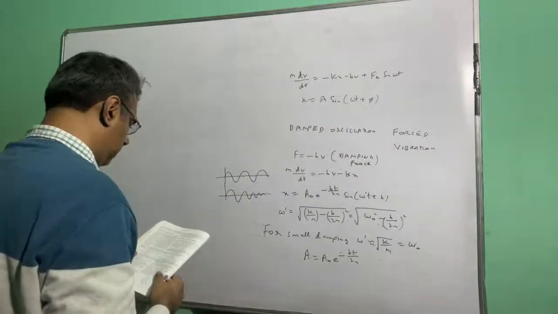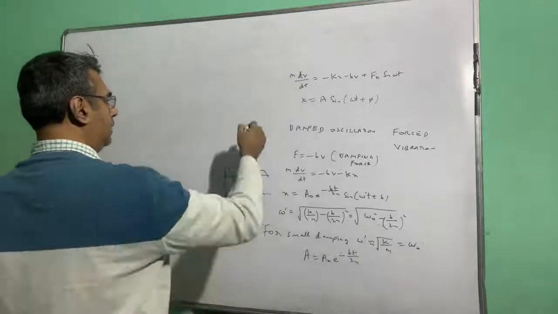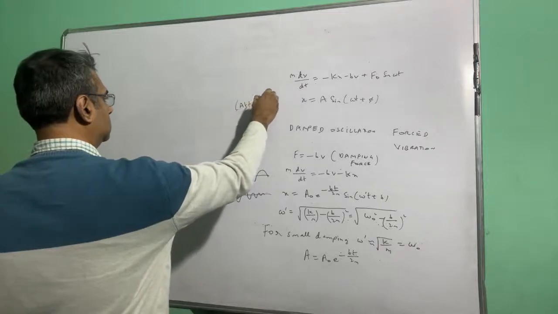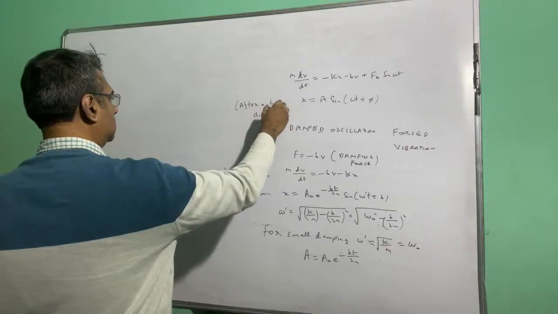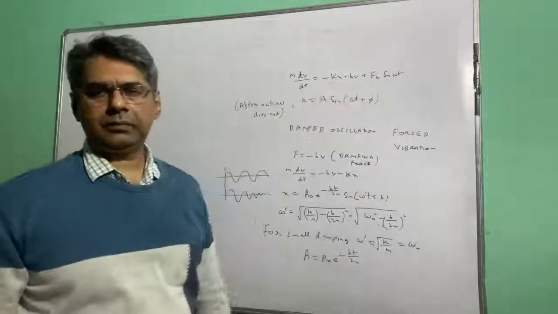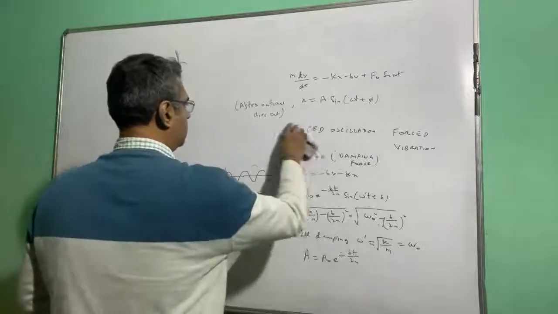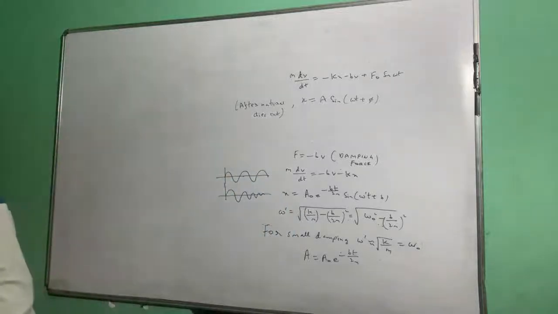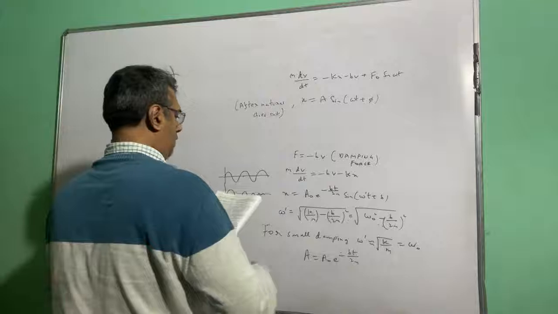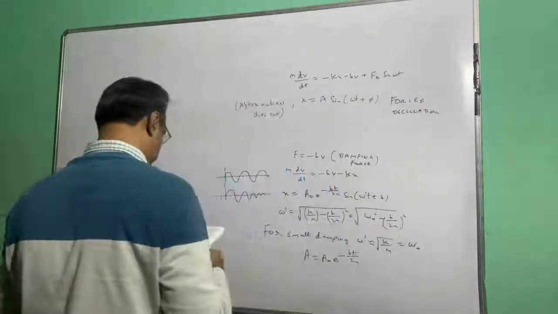So the solution of this equation is x equal to a sine omega t plus phi. The theory behind these types of oscillations is that the natural oscillation will die out after some time, and after it dies out the formula will be x equal to a sine omega t plus phi. This is called forced oscillation.